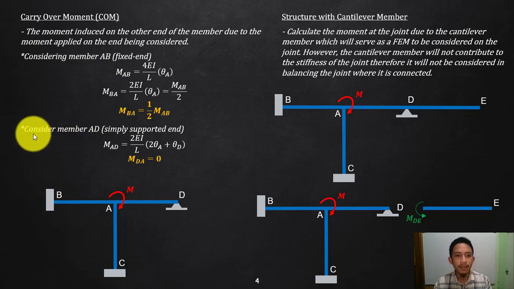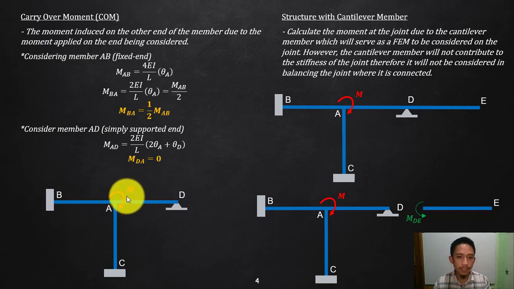How about if that is a simple support on the other end? A simple support could be a roller or a hinge. So consider your member AD, that is a simple support on the other end. Whatever moment is carried on your AD will not induce a carryover moment, since that is just a simple support. Why is it? Because that is a simple support, so there should be no excess moment.